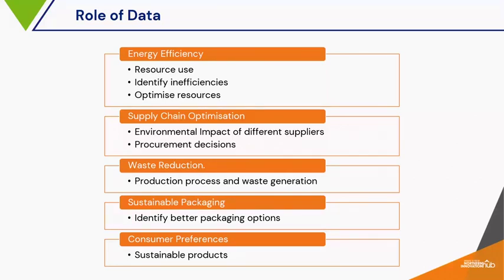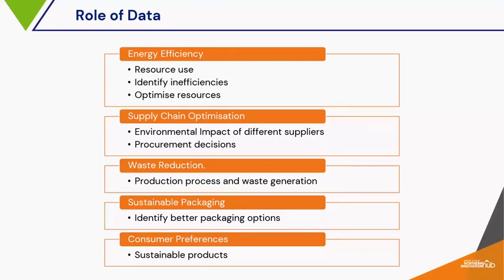By tracking and analyzing data on production processes and waste generation, manufacturers can identify areas where waste can be reduced or eliminated altogether. For sustainable packaging, identifying better packaging options can be useful to identify the sustainable option based on factors such as recyclability, biodegradability, and the carbon footprint of the production of that material.